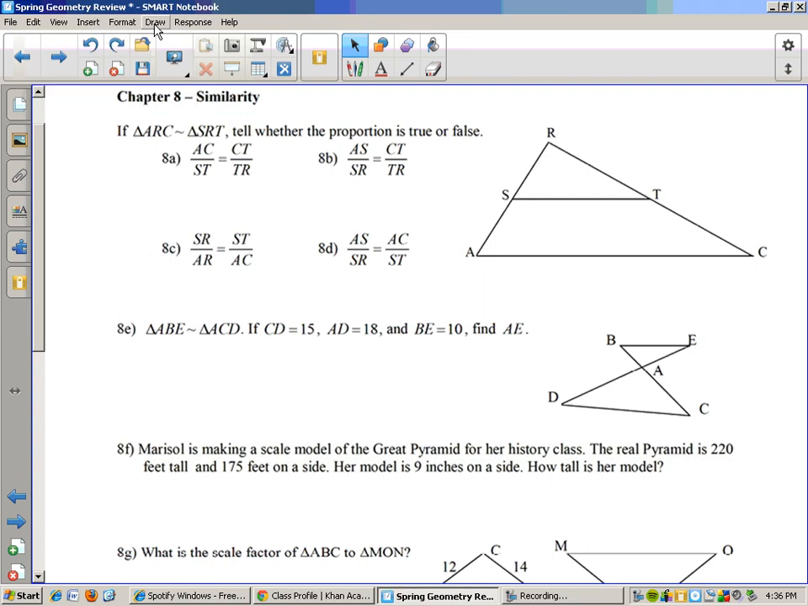All right, this is chapter 8. We're going to try to get through this a little faster. I may do some of these things different than your teacher. Apologize if that's the way, but I don't have time to work it every single way. So let's look at these.